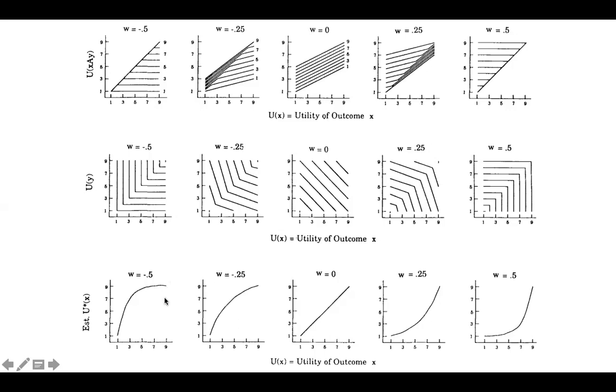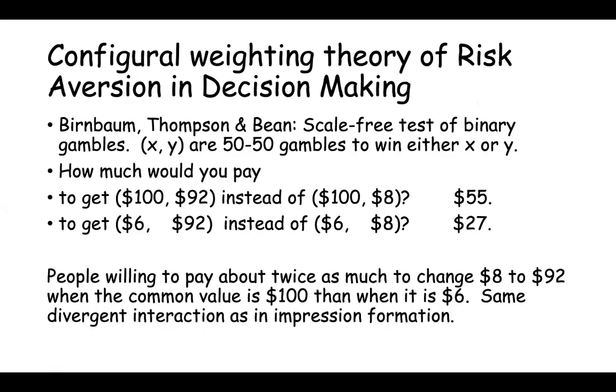If you took expected value theory or expected utility theory and you transformed the data up here to parallelism, these are the inferred scale values you get. So if a person believed in utility theory and actually the theory was the configural weight model, you're going to get a negatively accelerated function. So you can apply the scale free test to decision making as well.